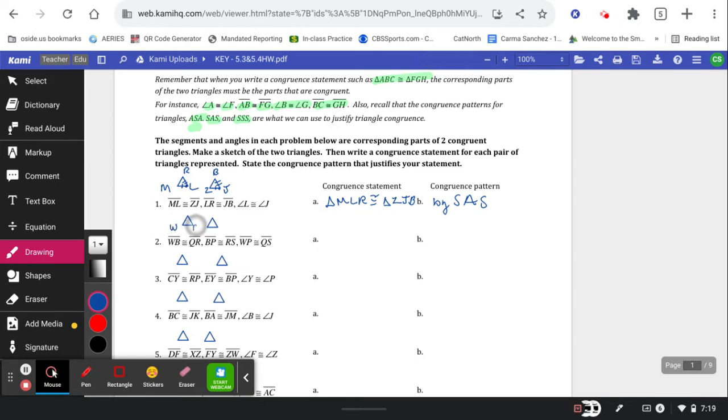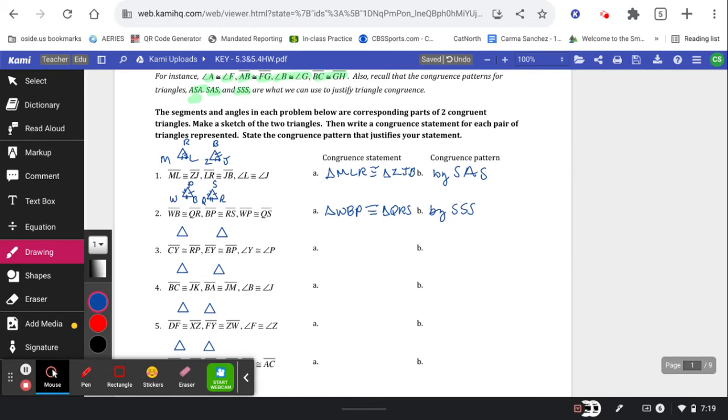WB is congruent to QR. BP is congruent to RS. And WP is congruent to QS. So I can now say triangle WBP is congruent to triangle QRS. And that one's by side, side, side. That's what they gave us.